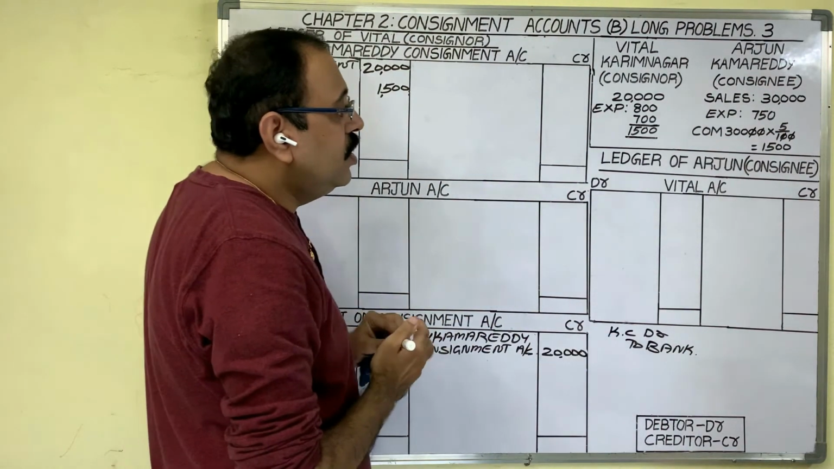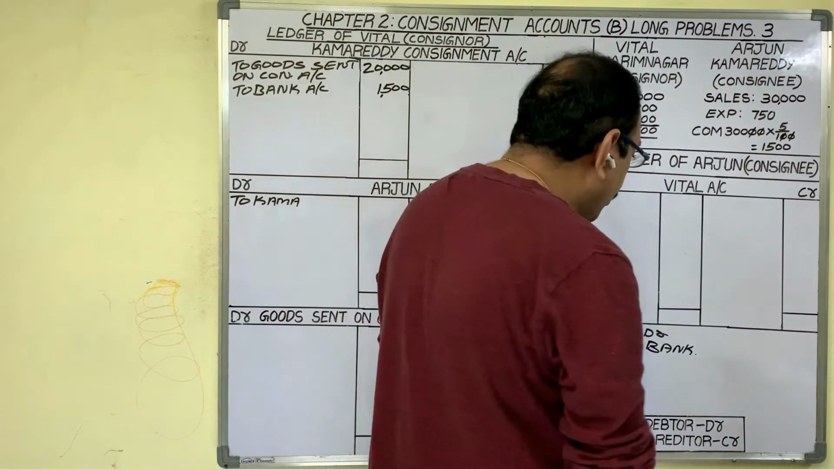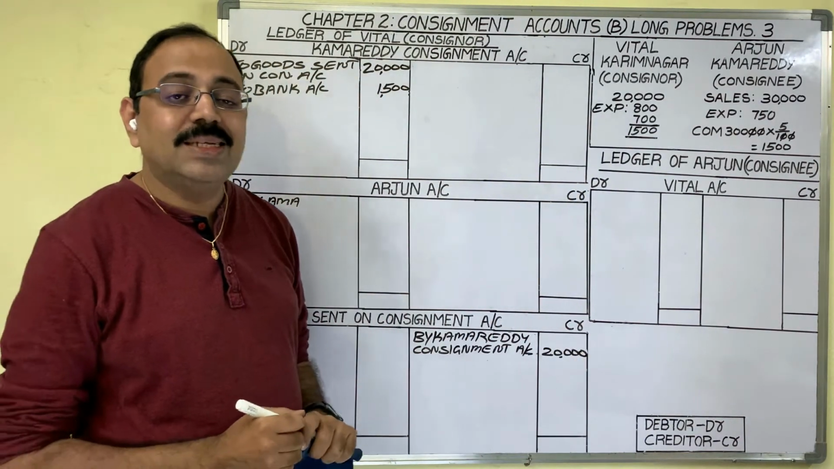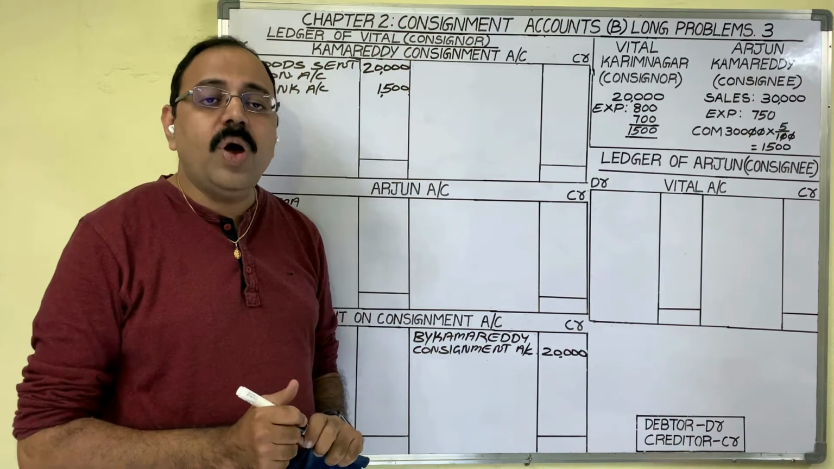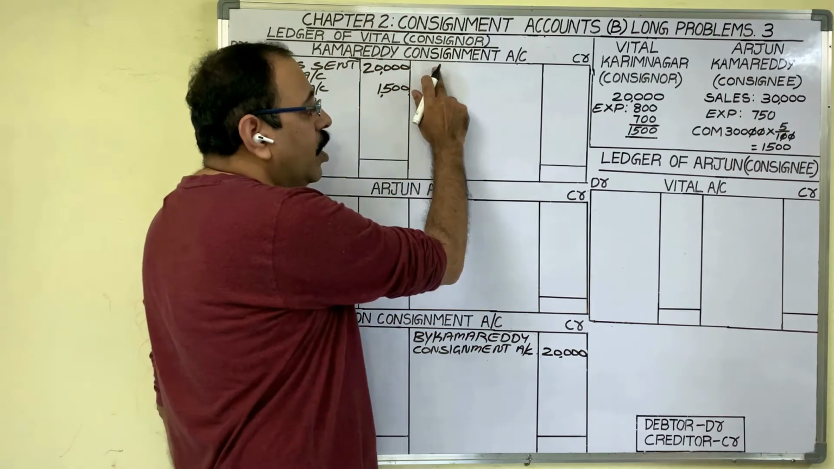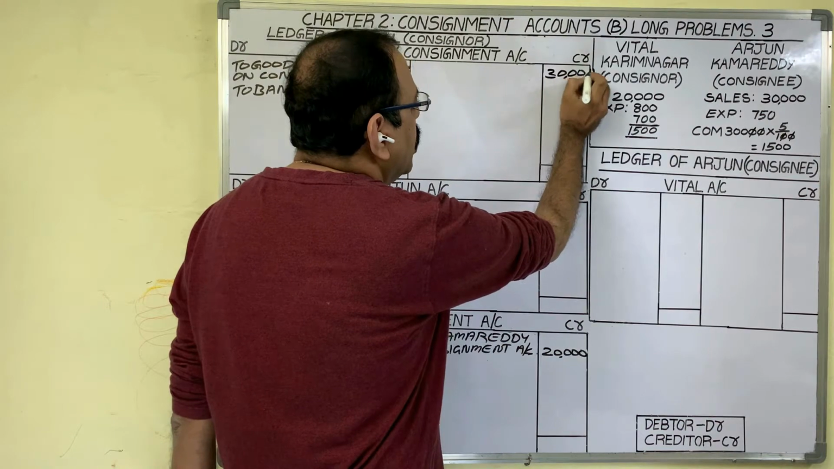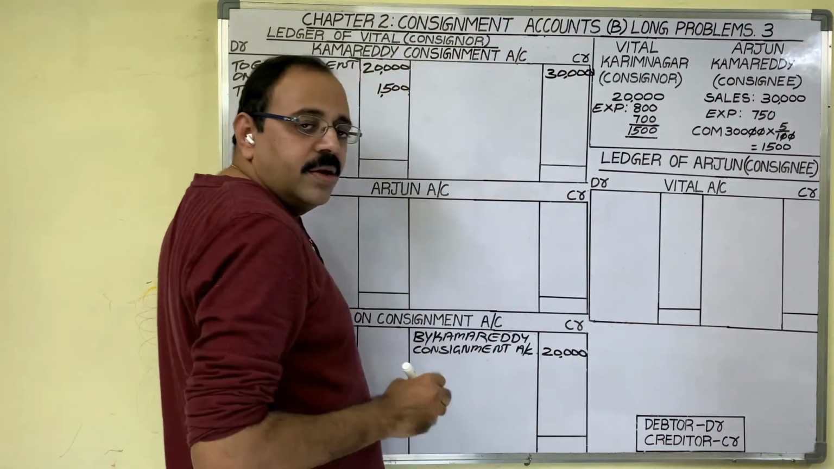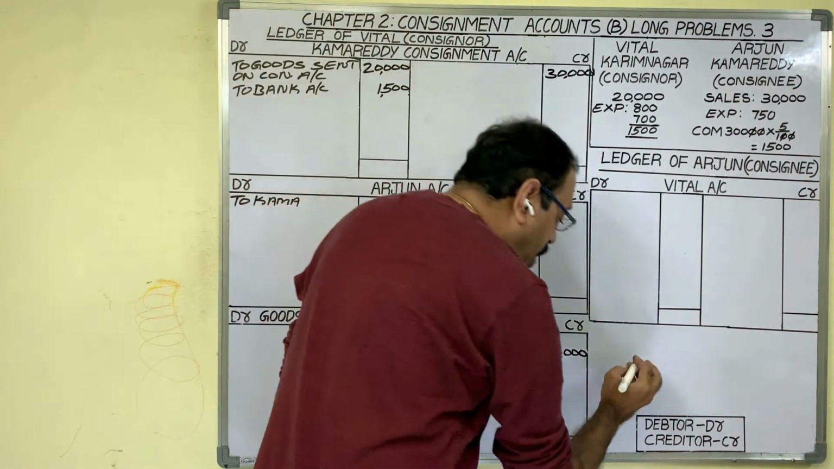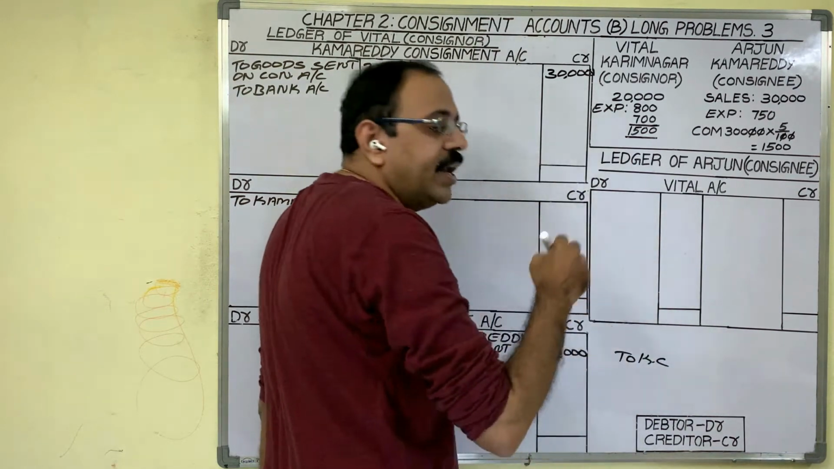Next transaction, Arjun sold these goods for 30,000 rupees. For sales, we have to write the entry now. For consignment business, sale is an income. So, as per nominal account, income should be credited now. In consignment account, income should be credited. Therefore, sales amount you have to post on credit side. If you want to post on credit side, while writing the journal entry also, Kamareddy consignment account should be credited.